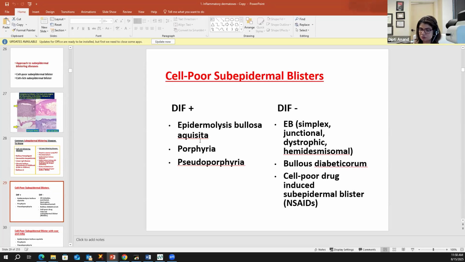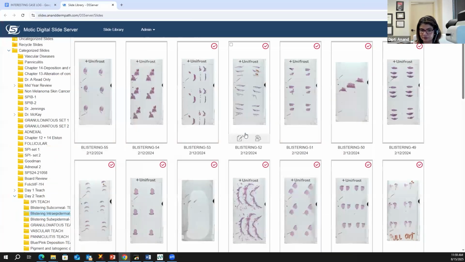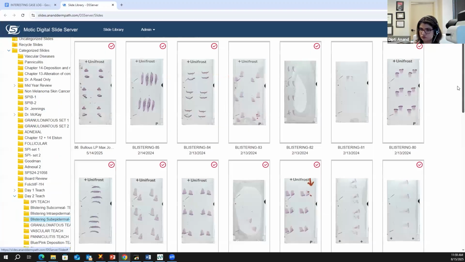If it's DIF positive, it could be EBA, porphyria, or pseudoporphyria. And if it's DIF negative, it could be the inherited epidermolysis bullosa group of diseases, which includes simplex, junctional, dystrophic, and hemidesmosomal. The most important is the dystrophic. So in adults, this is what you will see, the EB dystrophic variant, which mimics EBA. Or it could be bullous diabeticorum and cell-poor subepidermal blisters induced by drugs like NSAIDs. Okay, so this is a very important slide to memorize. So let's look at some slides of your subepidermal blistering diseases.